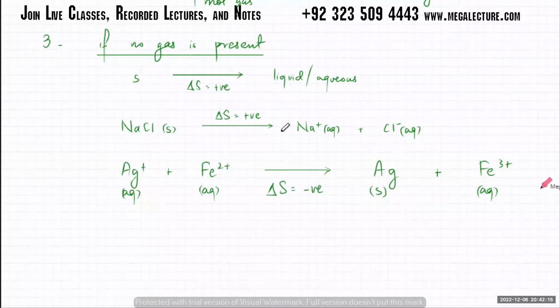Okay, so that means it's becoming more ordered. It's turning into a solid, so that's less disorder. So delta S in this case is negative, it's decreasing. These examples clear? Yes.